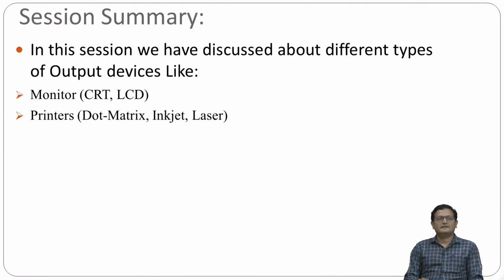So in this session, we have focused on different types of output devices, right. Mainly we focused on monitors. We have seen there are two types of monitors, CRT and LCD monitors, and what exactly the difference is between them. Then we discussed printers. Mainly three types of printers we have discussed. One is the dot matrix printer, another is the inkjet printer, and the third is the laser printer. I think this much is sufficient for today's session.